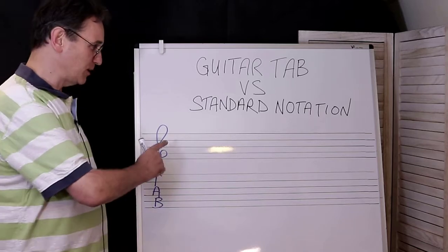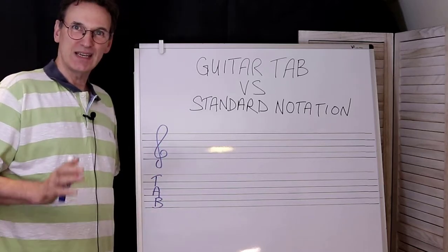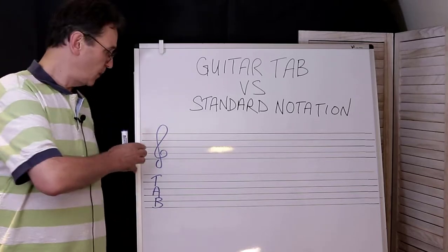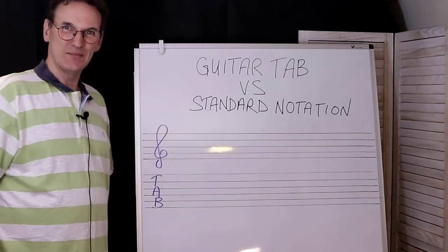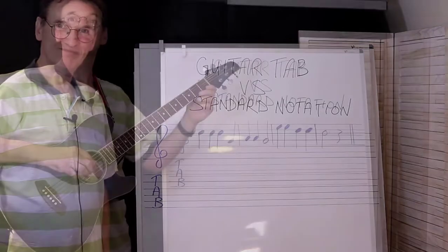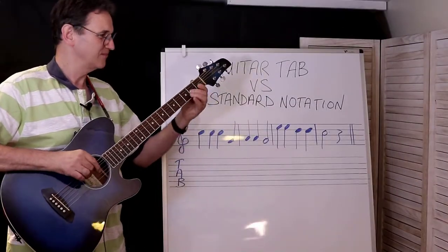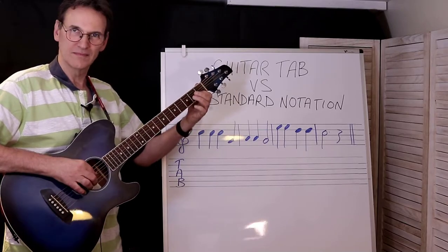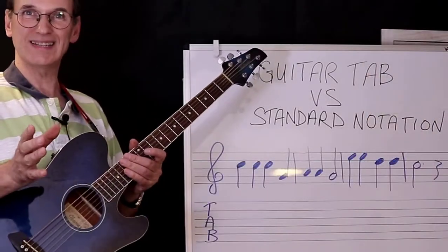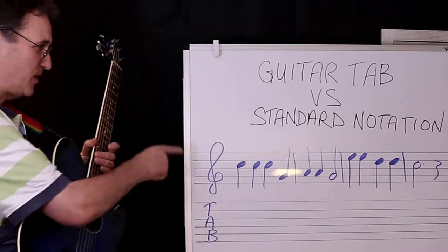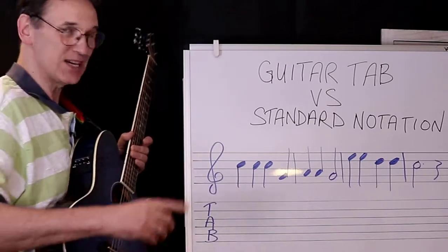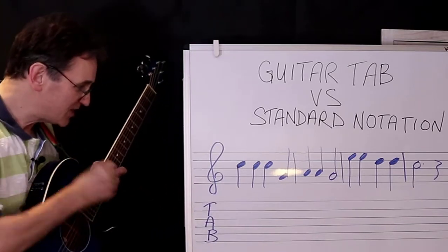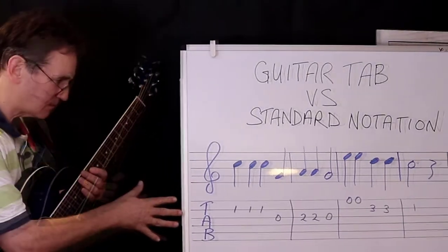So I believe that standard notation can give you a lot better, more useful information if you go to the trouble of actually learning how to read it. So let me explain. Now you probably recognize that as Old MacDonald, and this is how it's written in standard notation. Now if you want to write this in tab, this is how it's written.